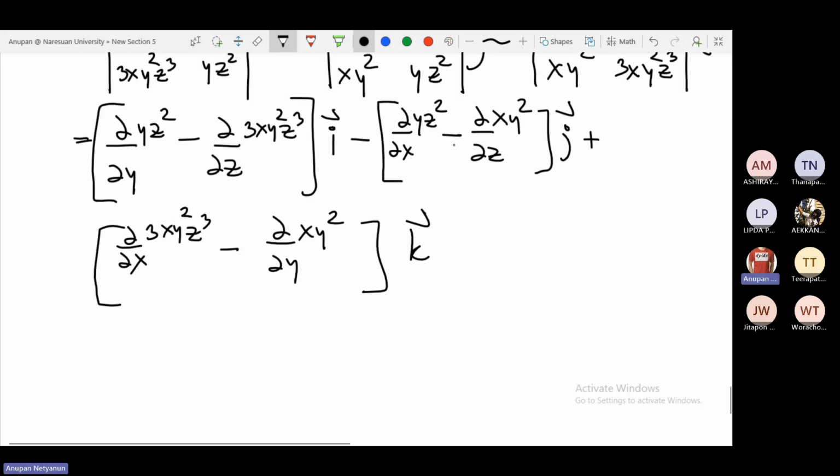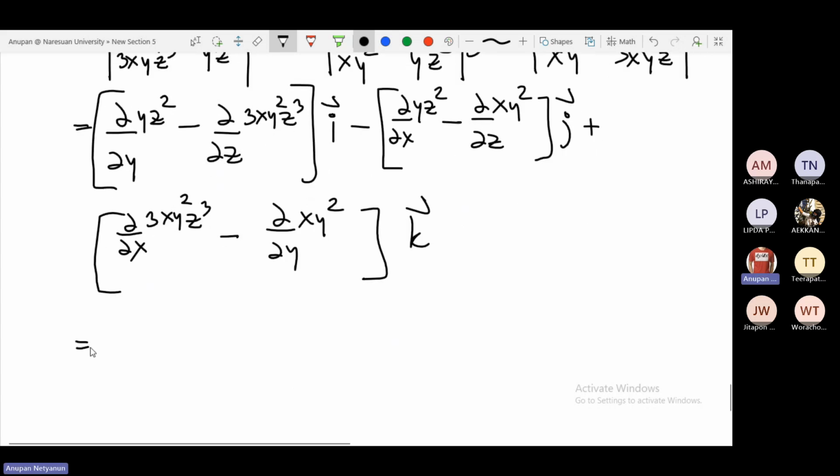Okay, so take the derivative with respect to y. So this constant, the derivative of this is 1. So you have z squared, minus, take the derivative with respect to z. This constant. So you have 2 z squared. So you have 6 z squared for the coefficient of vector i.